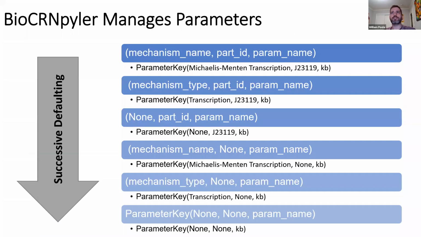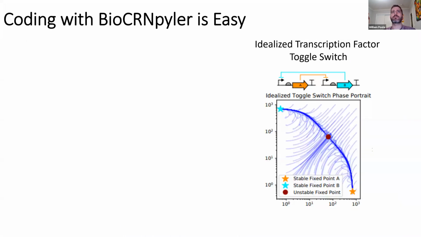Briefly, Biocompiler manages parameters. This is very useful because I can have very specific parameters for every single reaction in my model, or I can use, say, 5 or 10 parameters to make a very big model. It will still work, and it still compiles by using these default parameters, and you can then fill them in as you get information. This lets you build models much more quickly and get prototypes up and running without having to do detailed literature search. And coding with Biocompiler is easy.